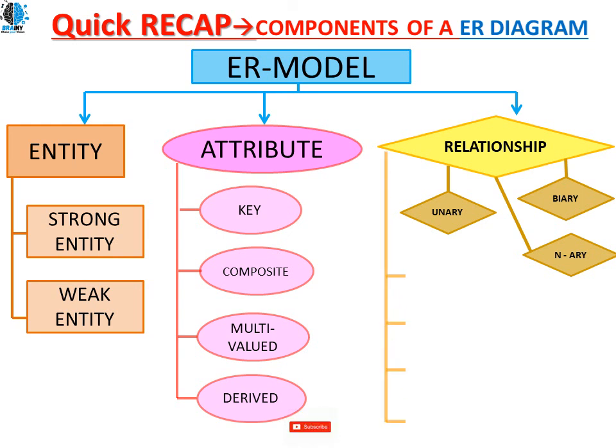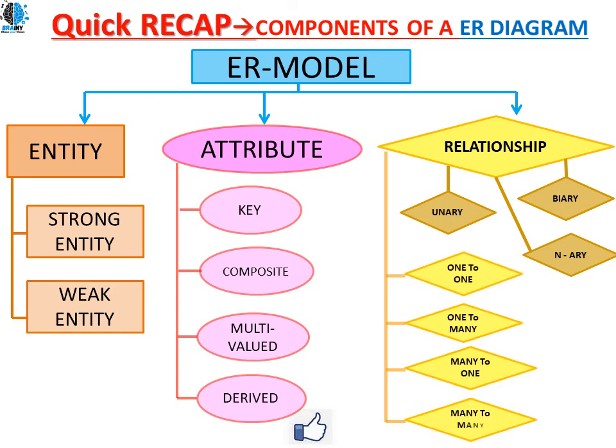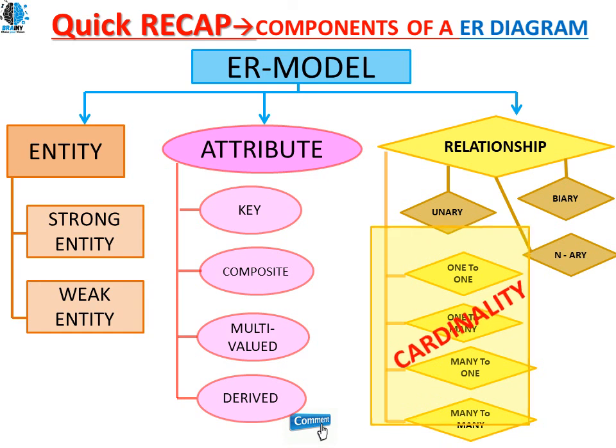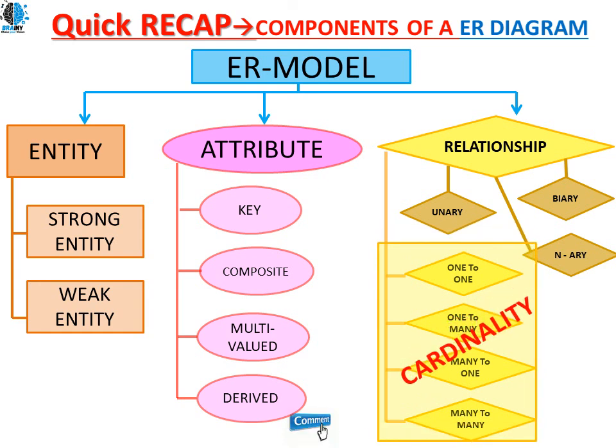To have this, we will be having cardinality constraints. Cardinality constraint will define how many number of times one entity set can take part in a relationship with some other entity set. So cardinality will be having one to one cardinality, one to many cardinality, many to one cardinality, and many to many cardinalities. So these are nothing but our cardinality constraints. In the coming video, I will be discussing more in detail about different concepts of database management system.